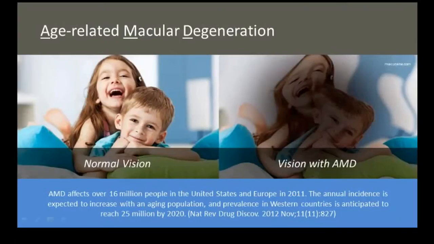The laser-induced choroidal neovascularization, the CNV, is an animal model for age-related macular degeneration, which results in a vision loss in the center of the visual field. According to data from 2012, AMD affects over 16 million people in the United States and Europe in 2011, and annual incidence is expected to increase with an aging population, and prevalence in Western countries is anticipated to reach 25 million by 2020.